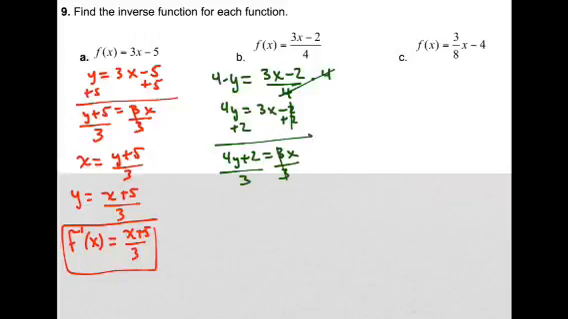Now I'm going to divide by 3, like that. So now x is by itself, so now I'm going to switch the x and the y. Let me write it like this first. 4y plus 2 over 3. I'm going to switch the x and the y. And now change the y to function notation.